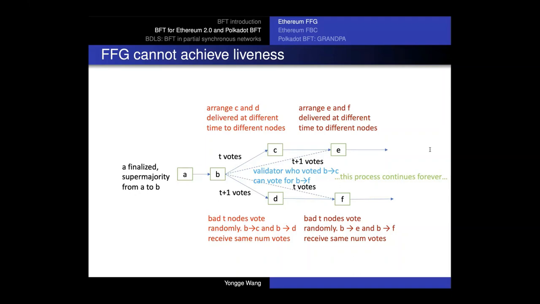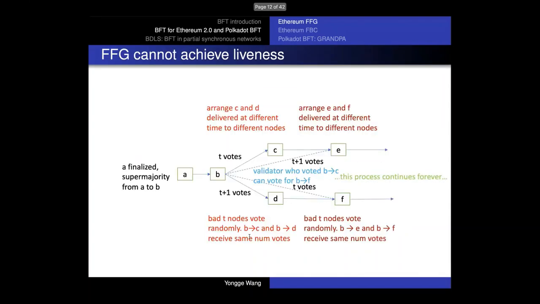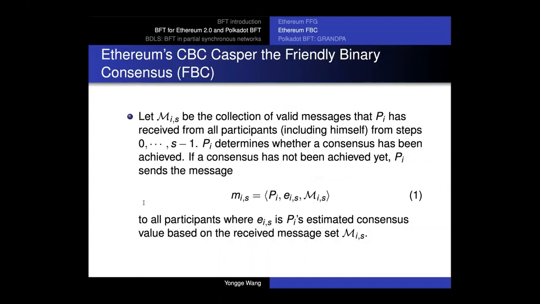So a good BFT protocol should not allow this kind of thing to happen, because we have to assume that the bad guys can do all kinds of things. Because FFG is not perfect for Ethereum, they are trying to develop a next generation of the consensus protocols for the Ethereum blockchain. And that's called CASP, the Friendly Binary Consensus, or FBC.